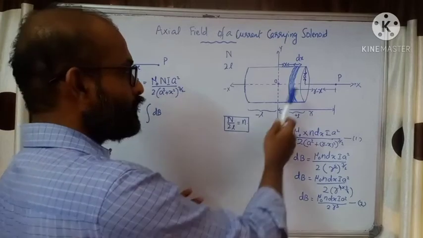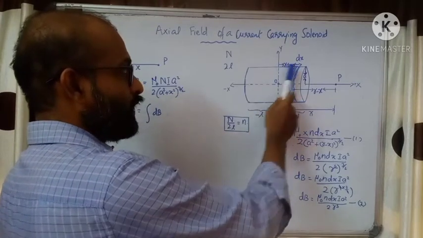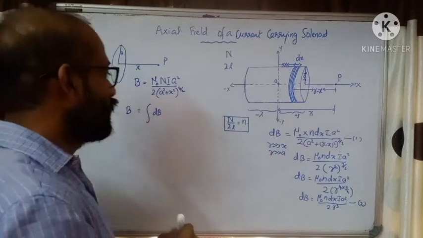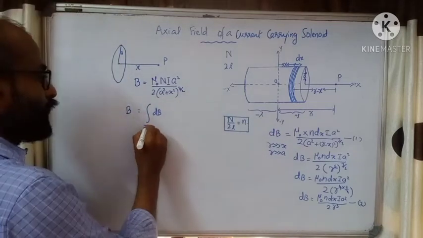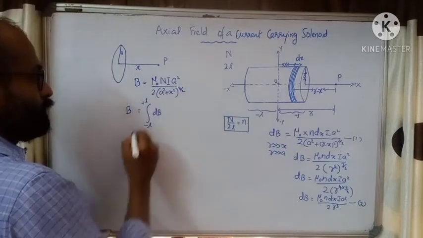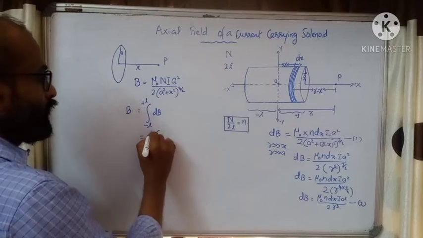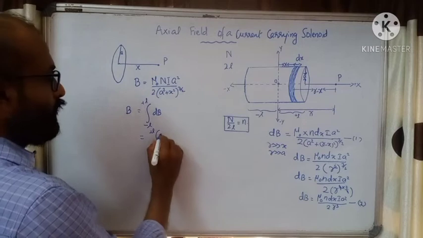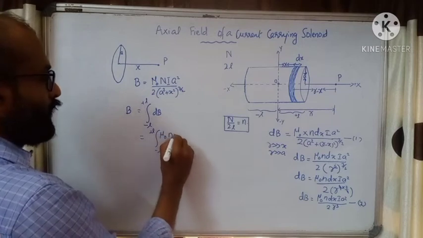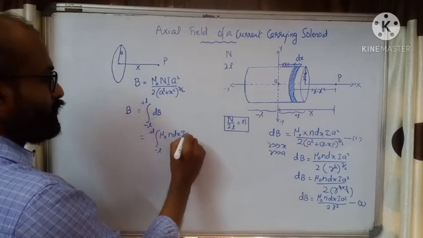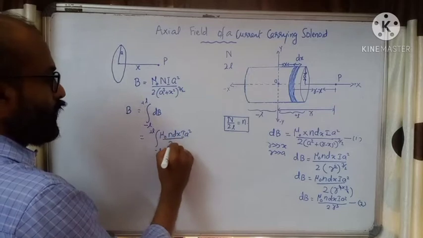We need to integrate this equation from minus L to plus L, since x can vary from minus L to plus L. What is dB? dB has a value of mu 0 n dx I a square by 2r cube.